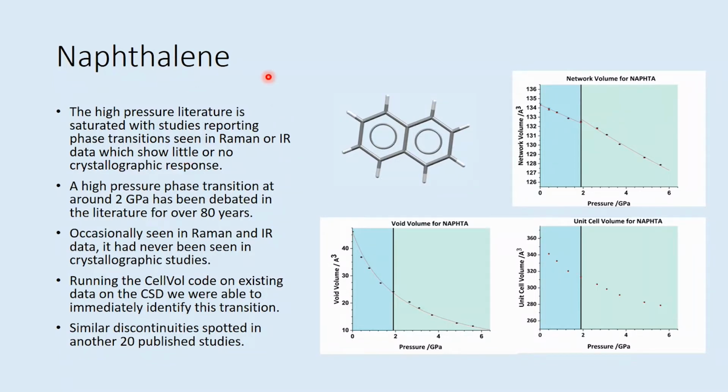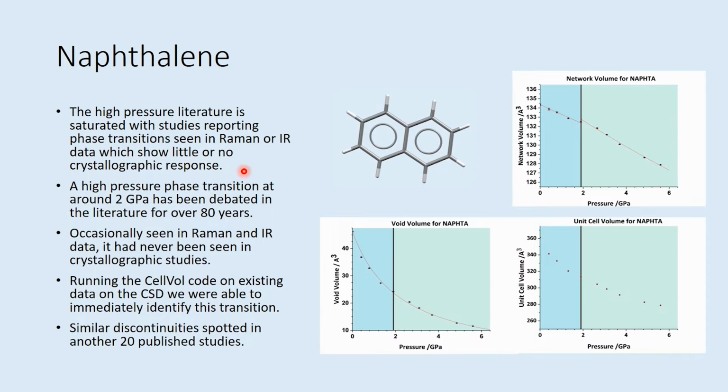But the high pressure literature does contain a lot of examples where we see these phase transitions in high pressure Raman or high pressure IR studies, in which the crystal structures, so the unit cells and volume analysis, show no response at all. We believe this might be due to lots of second order phase transitions, in which classical crystallographic analysis is just not sensitive enough to find them. This is where the CellVol code comes in, and it provides a stepping stone between the macroscopic sensitivity of crystal studies and the microscopic sensitivity of spectroscopic studies.